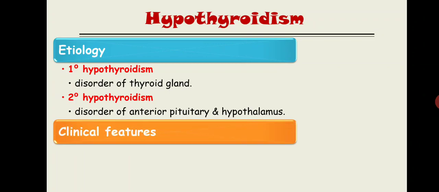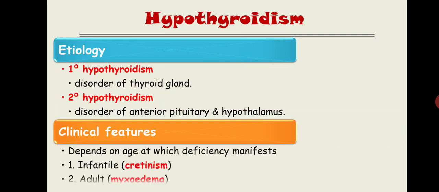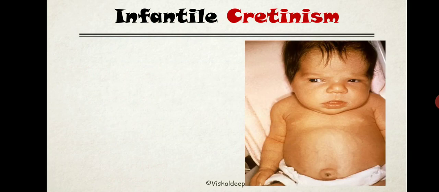Now the clinical features. Depending on the age, there are two types of different manifestation. One is known as cretinism, another one is myxedema. If hypothyroidism is present in a child, it is known as cretinism. If it is present in an adult, it is known as myxedema. Now what happens in infantile cretinism? If possible, remember this picture. This picture might be very useful for the clinical features of infantile cretinism.